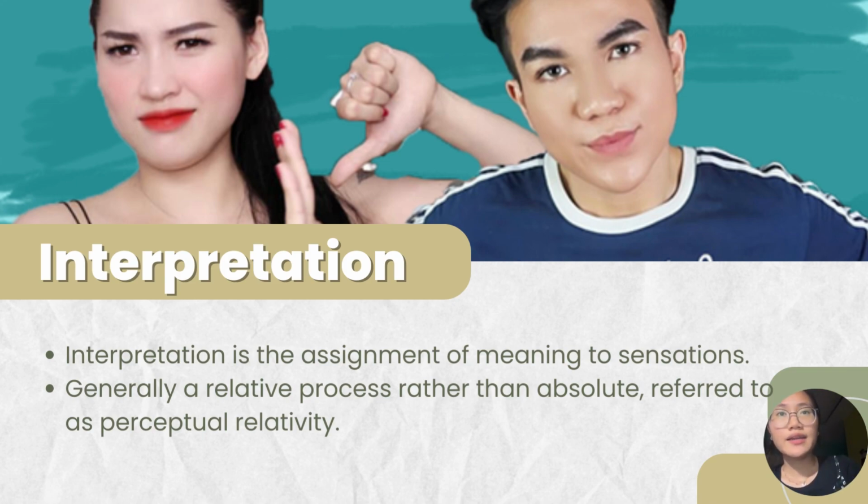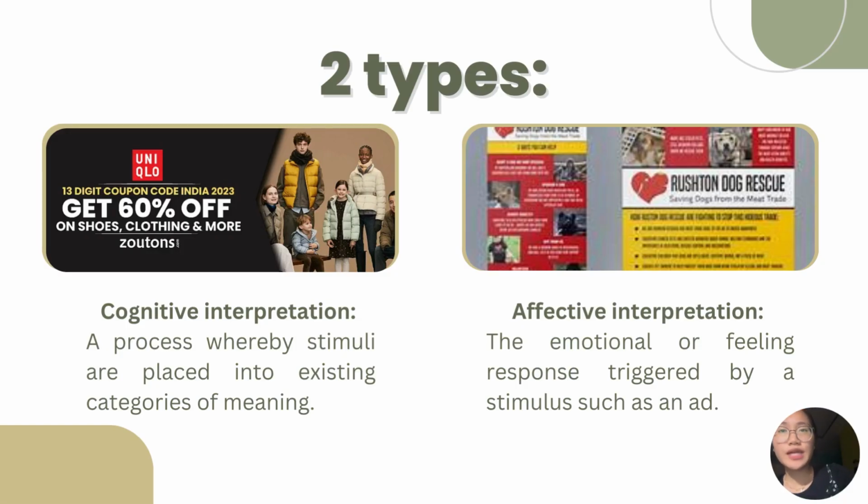Generally, it is a relative process rather than absolute, referred to as perceptual relativity. It tends to be subjective and open to a host of psychological biases. Cognitive thinking processes and affective emotional processes are involved. So there are two types of interpretation, but good marketers can do both.